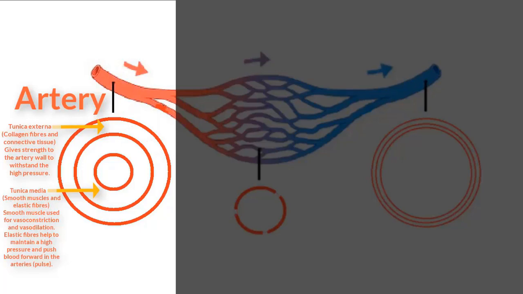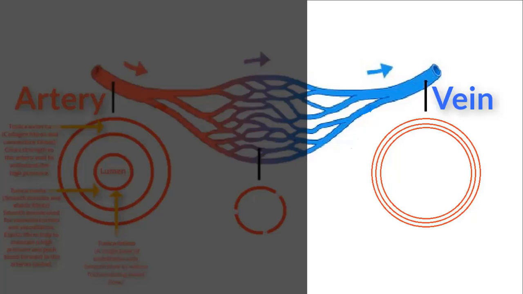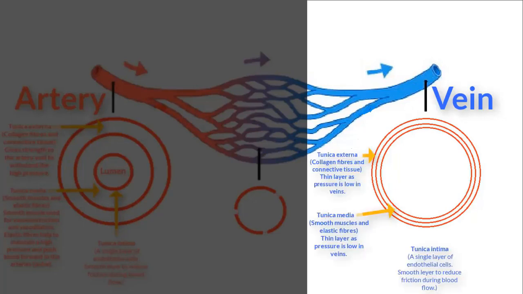Clear? And the innermost layer is the tunica intima, and it's made up of a single layer of epithelial cells. It's a very smooth layer which allows the blood to flow with low friction. Clear? So this is the tunica intima. It's a single layer of endothelial cells. Then there's a very narrow lumen in which the blood flows. Is it clear now?